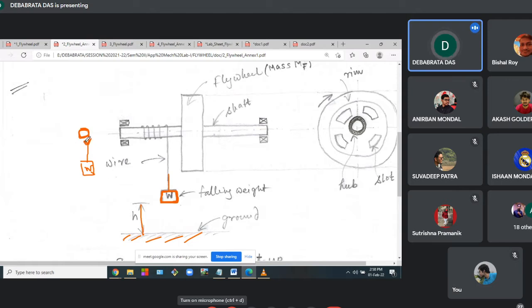Now what will happen the moment this weight hits the ground? What will be the tension? Zero. So before this weight hits the ground, there is some non-zero value of tension. The moment this W hits the ground, the tension becomes zero, right?